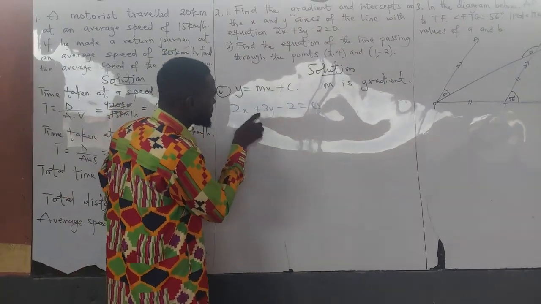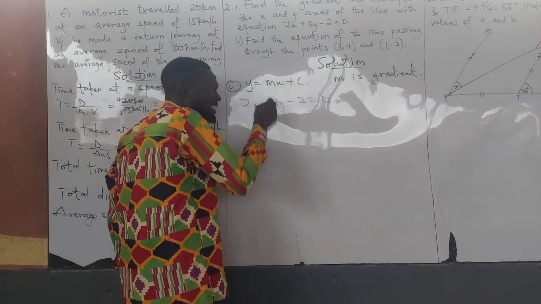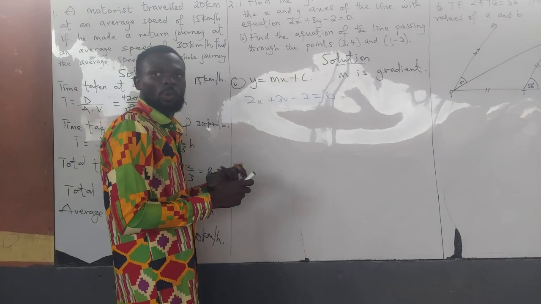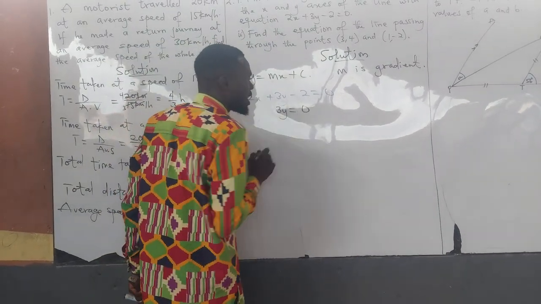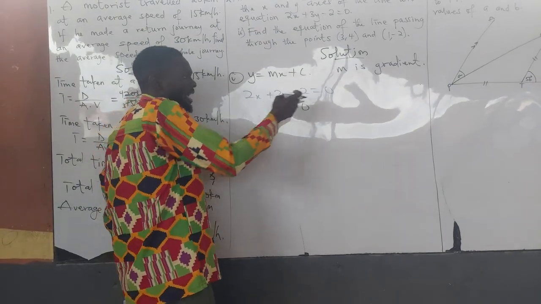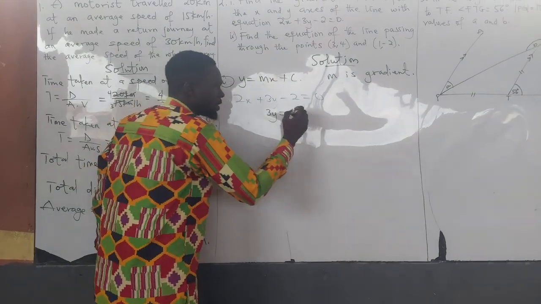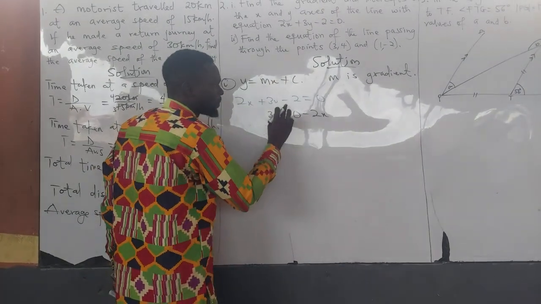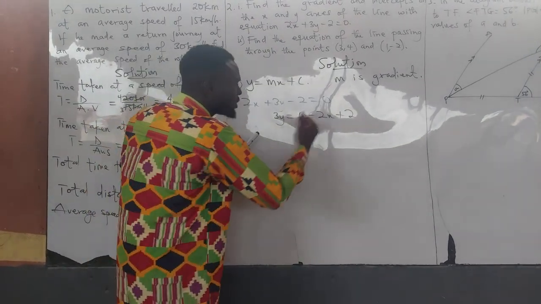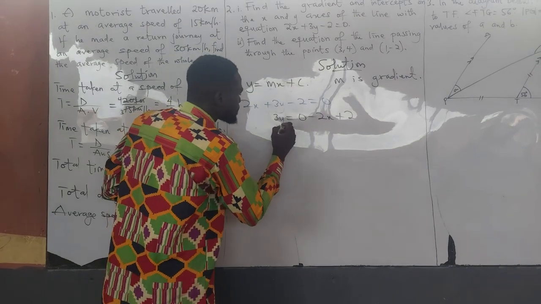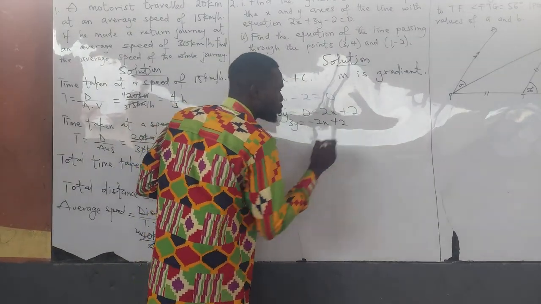Making y the subject means I have to let this one move here, this one also move here, so that we can get this standing alone. So in doing that, we are going to say 3y is equal to 0, so that 2x and negative 2 will move to the other side. So the sign here is positive, giving you minus 2x. Then this one is going to give you plus 2. Now working out this side, we are going to get 3y is equal to negative 2x plus 2.